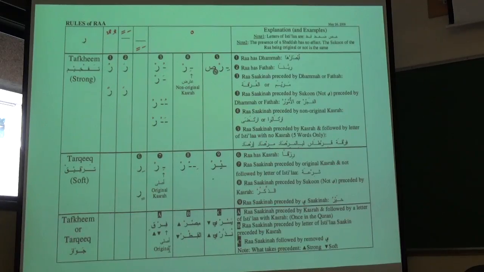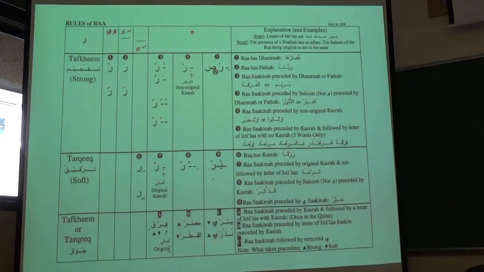And the reason they mentioned here not followed by a letter of isti'la is because if it is followed by a letter of isti'la, we'll find ourselves in this case here, number 5. So they had to mention it here. Remember here we have ra sakina preceded by kasra and after it harf isti'la. So it's similar, except that this one is not followed by harf isti'la. So in this case, the ra is soft, because otherwise it would have been strong if it had been followed by harf isti'la. So we say shir'atin.